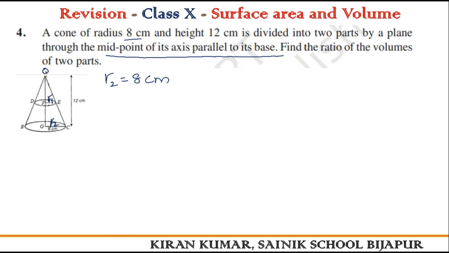Let me name this as ABC, which will become the triangle. In this triangle we have F the midpoint of AG. Since the height of the cone is 12 centimeter, the length of AF will be equal to the length of FG. This will be equal to 12 by 2, which is 6 centimeter.